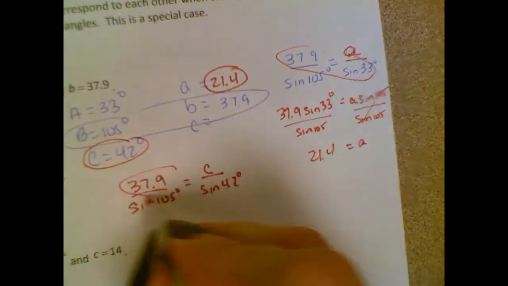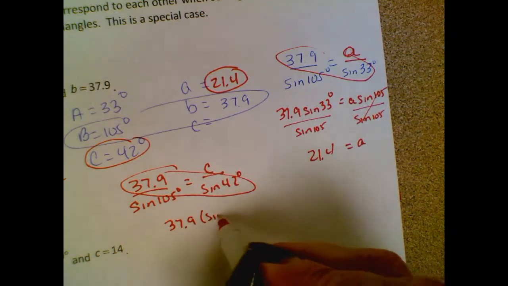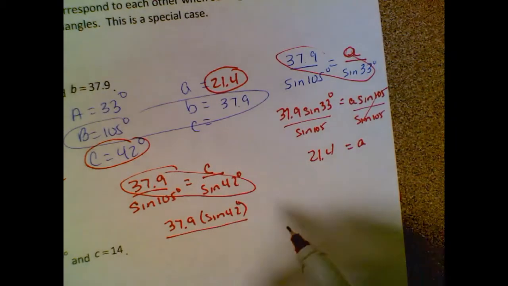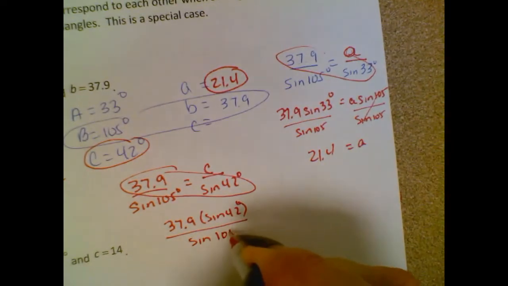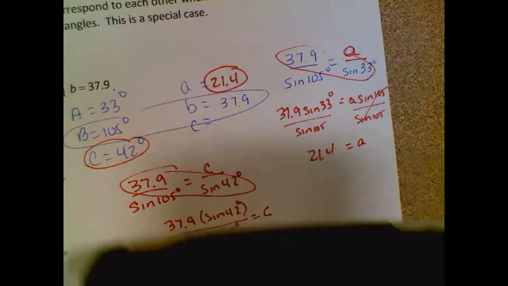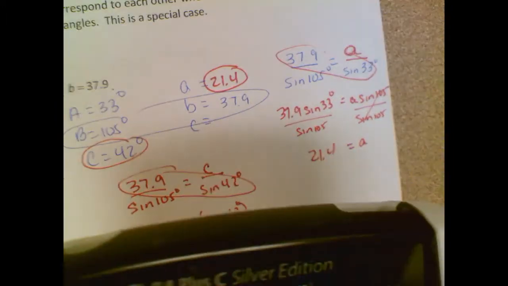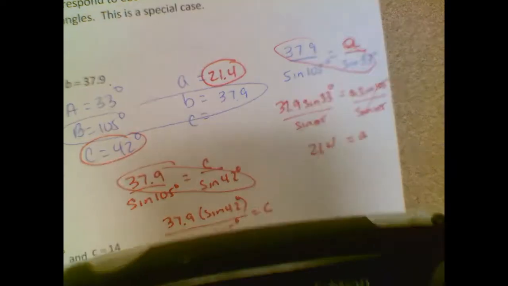When you cross multiply, you start with these two right here: 37.9 times sine of 42. Now you always divide by the one across from C, so just to save some time, let's write that now. It's these two multiplied, divided by sine 105. So you're going to get 37.9 times sine of 42, divided by sine 105. And you end up at 26.3.